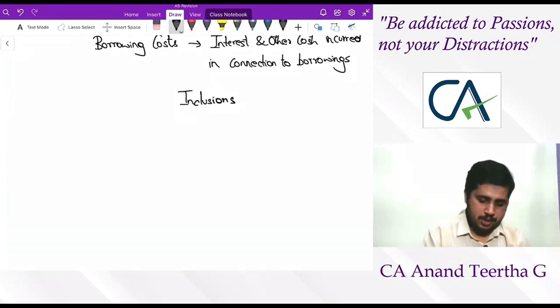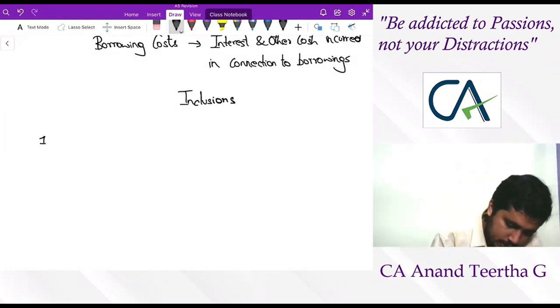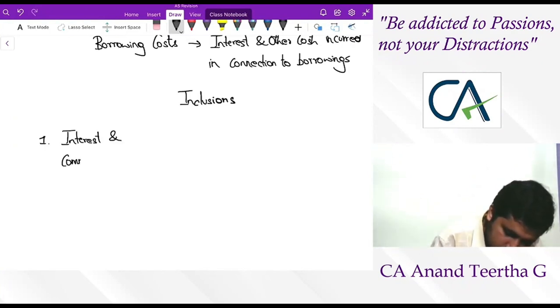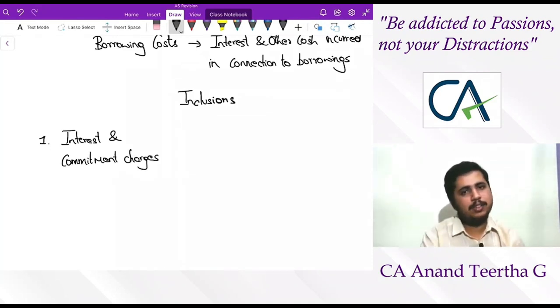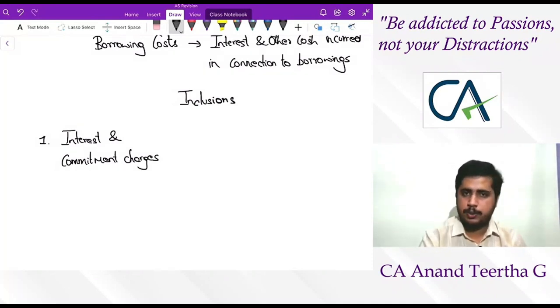What are the inclusions? Number one, interest and commitment charges. This is one inclusion when it comes to borrowing cost. As discussed, one of the major costs incurred for borrowing is interest. We issue debenture, borrowing, we have to pay interest. We take a loan, borrowing, we have to pay interest. So interest is the major borrowing cost.